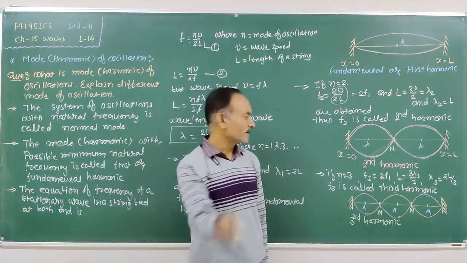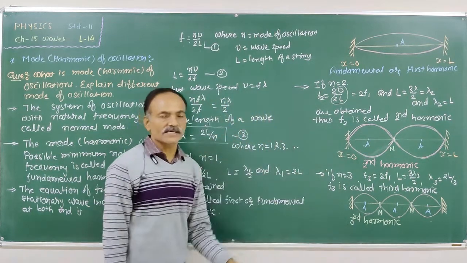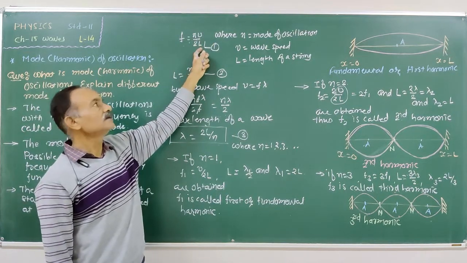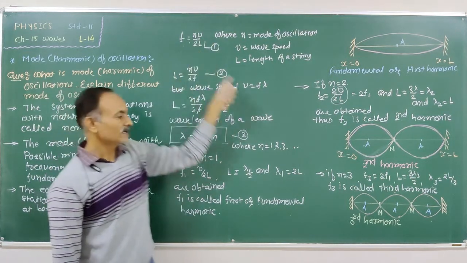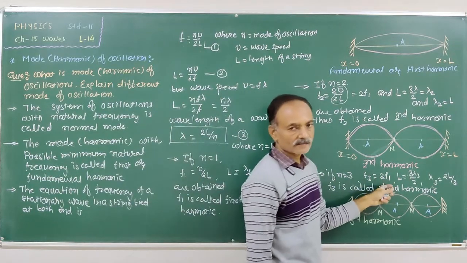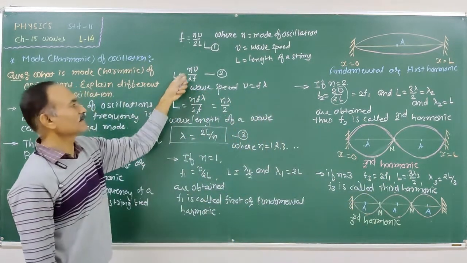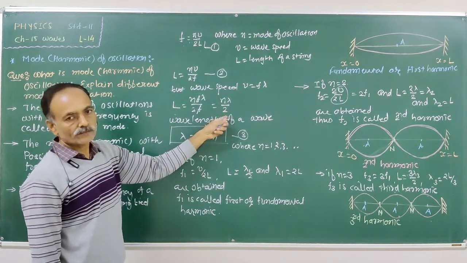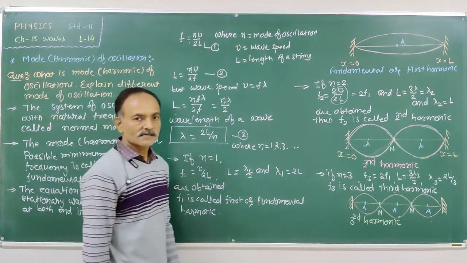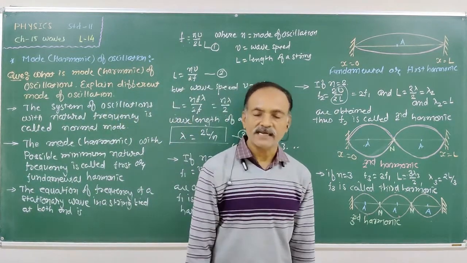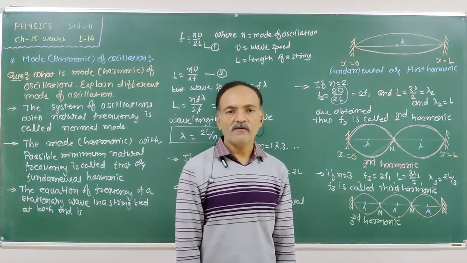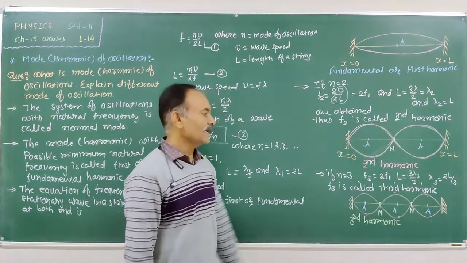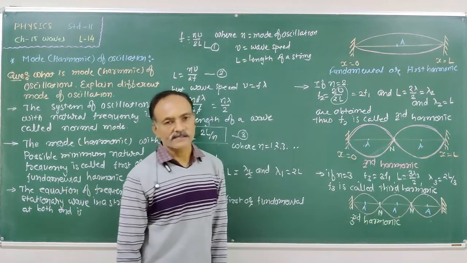Clear this? Okay. Now, if n is equal to 3 in this equation, therefore F is equal to 3V upon 2L. So V upon 2L is the F1, therefore 3F1. Now the equation of the length is L equal to 3V upon 2F, or L is equal to 3 lambda by 2. Therefore, in L length of a string, three half waves are generated. That means 1.5 waves are generated, that means 3 by 2 lambda 3. And lambda 3 is equal to 2L by 3.